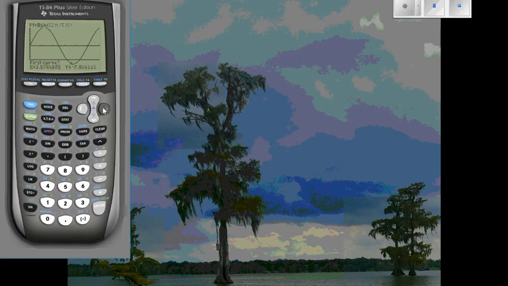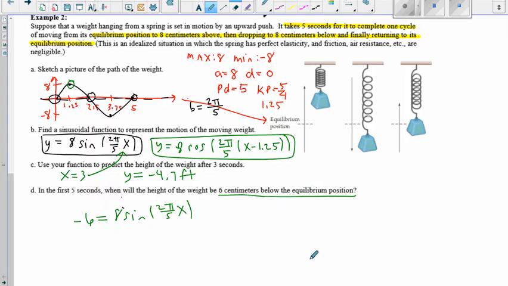Now we need to scroll over to the other side, and hit enter. And we get 4.32 or 4.33. So if I go back, go ahead and write that down. So we get x is equal to 3.71 seconds, and x is equal to 4.33.